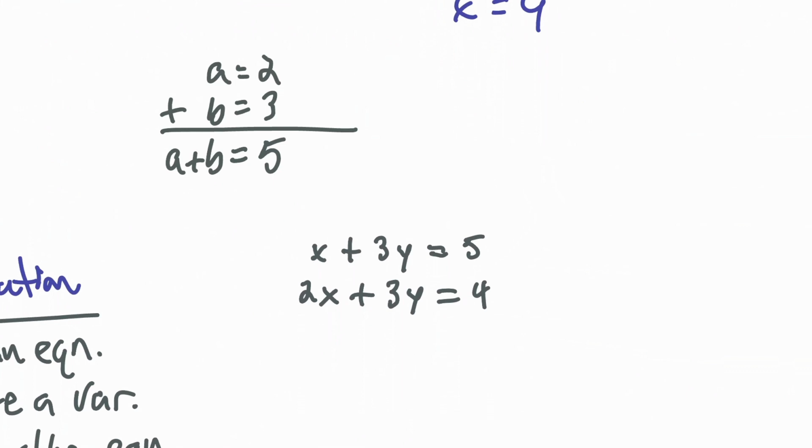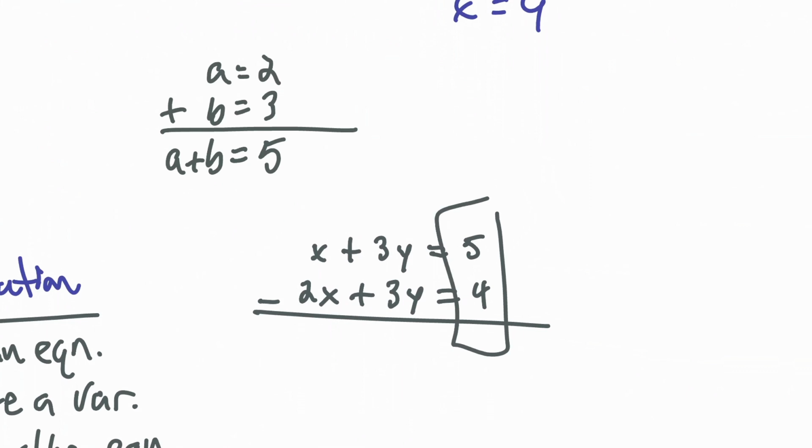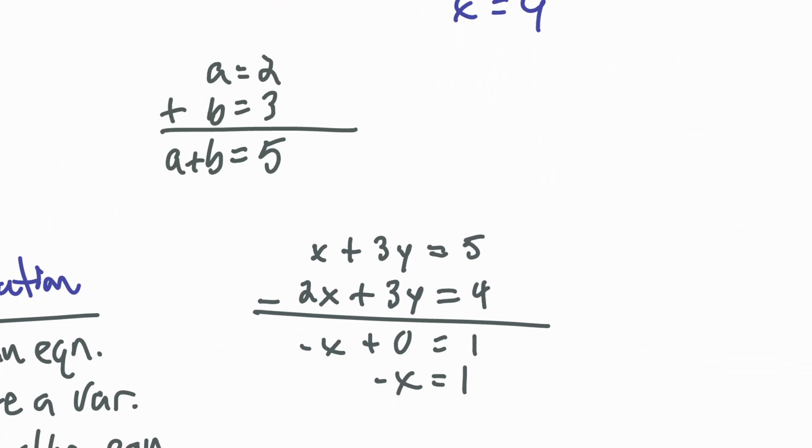So if I take these two equations and I were to subtract them, well, x minus 2x is negative x, sure. 3y minus 3y, that cancels, that's 0. And then 5 minus 4, that's 1. So we get negative x plus 0 equals 1. So negative x equals 1. And then I can divide by negative 1 on both sides and get x equals negative 1.